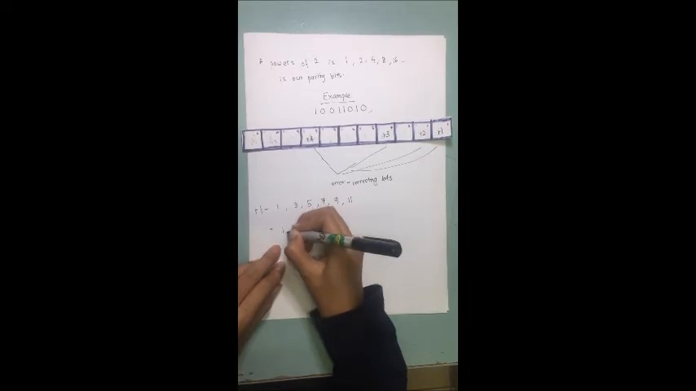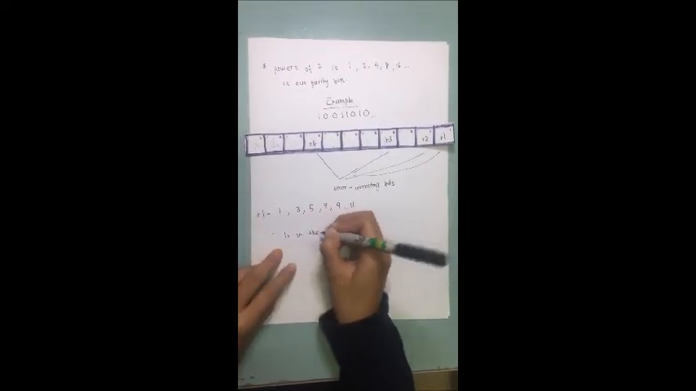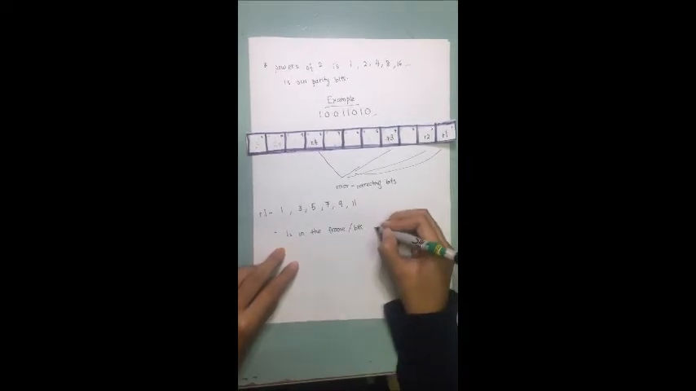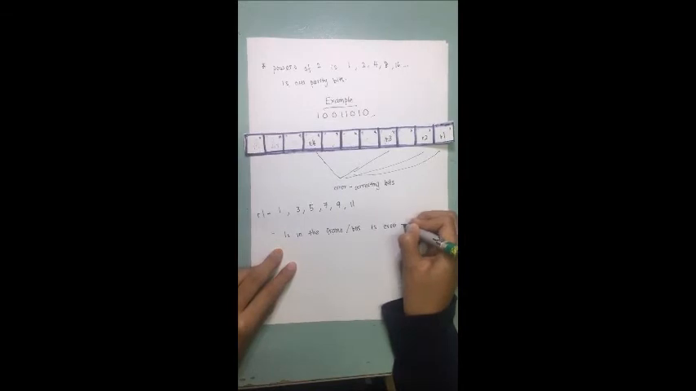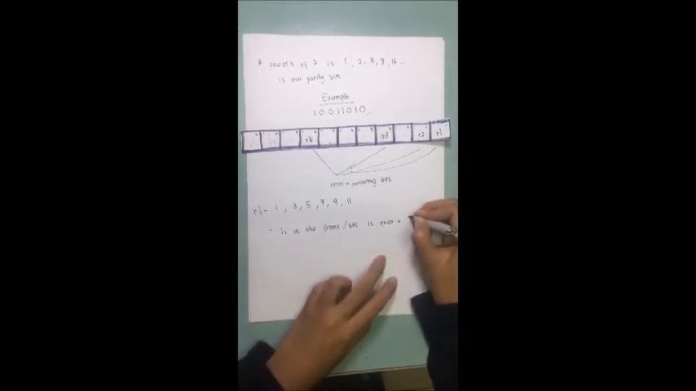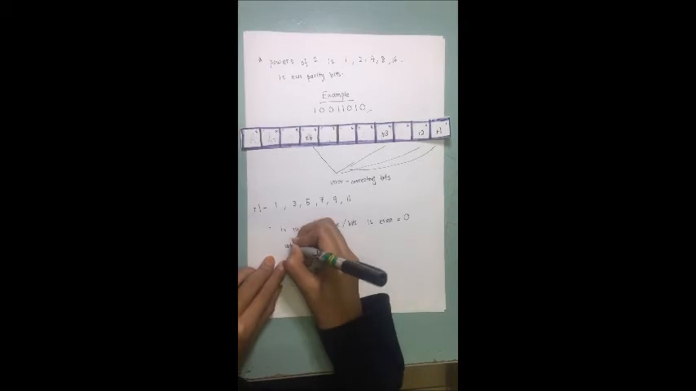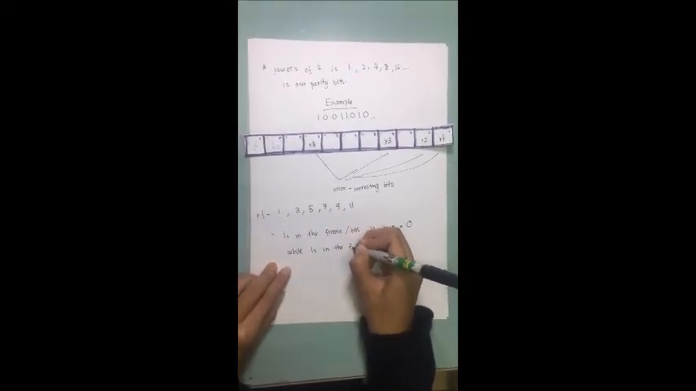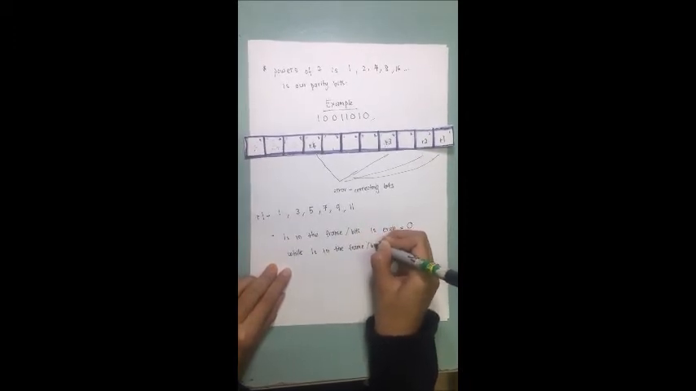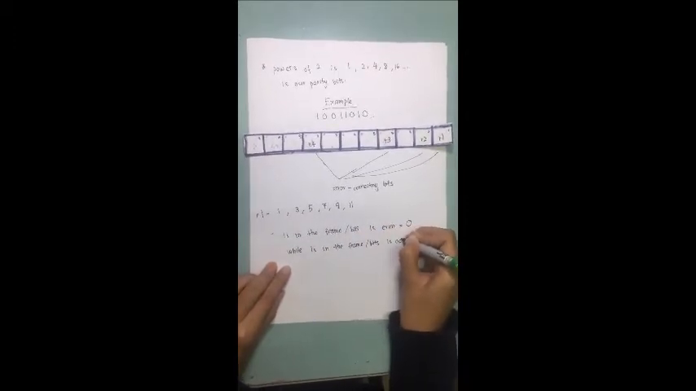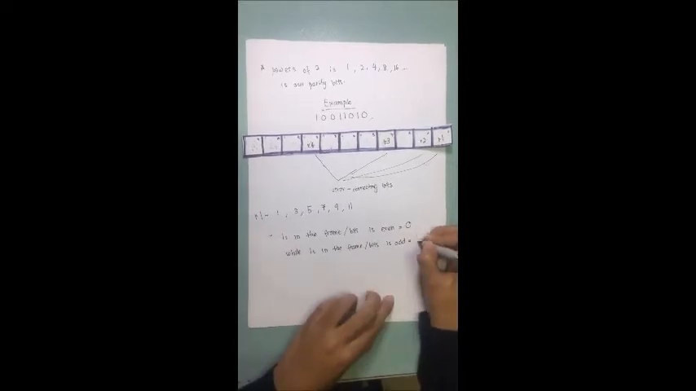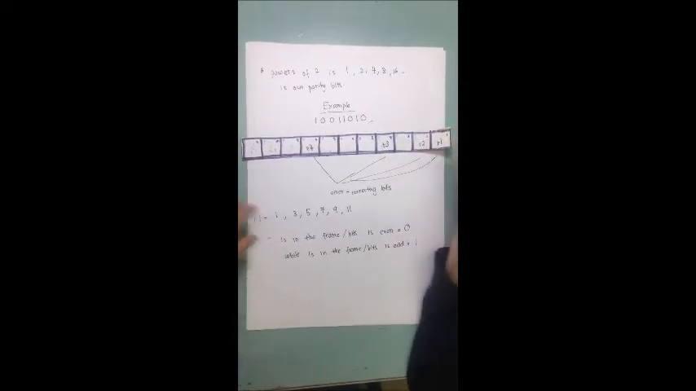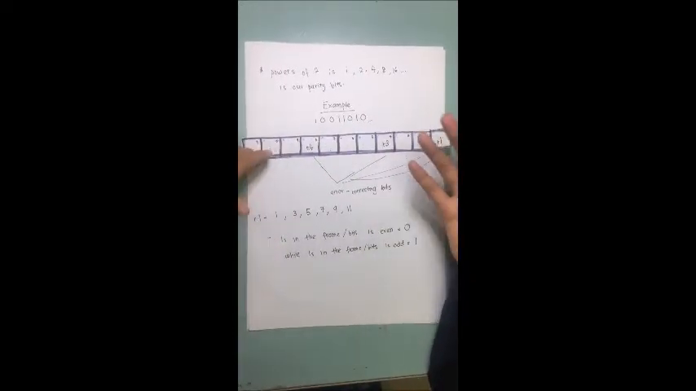If the number of ones in the frame or bits is even, the answer is 0. While if the number of ones in the frame or bits is odd, it will be 1. And this will repeat for each redundancy bit.